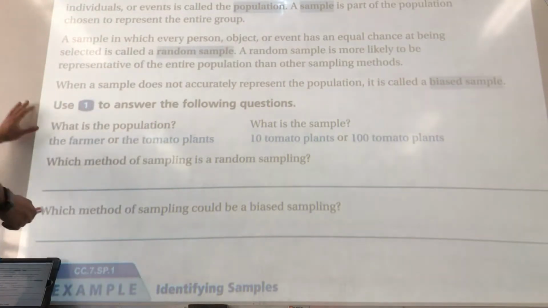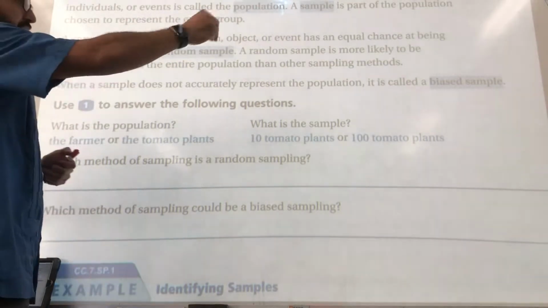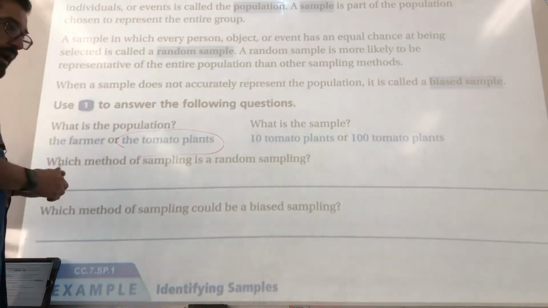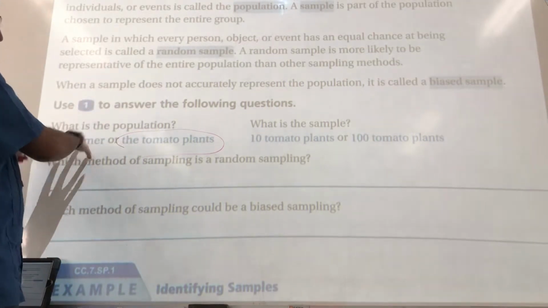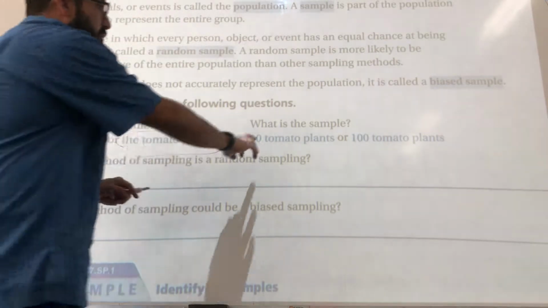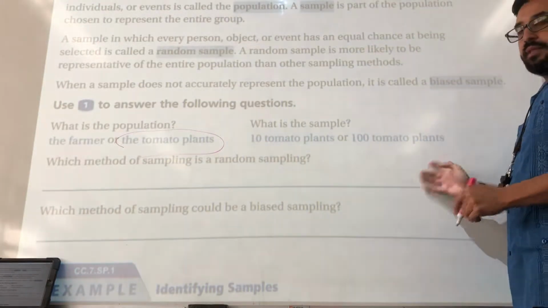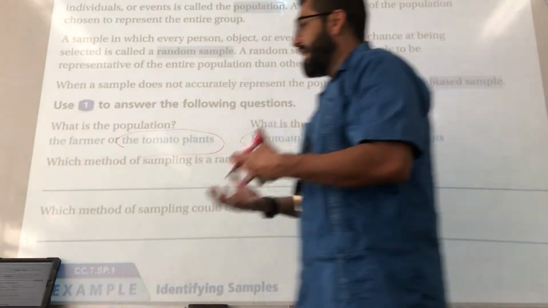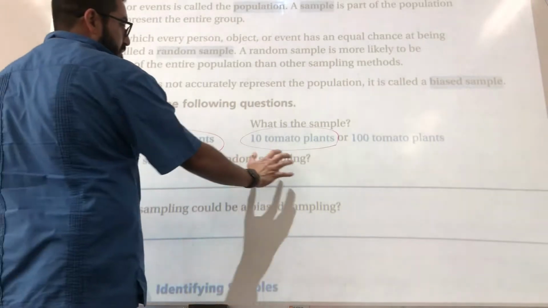What is the population, the farmer or the tomato plants? Well, we're counting the number of tomatoes on the plants, so it's the tomato plants. The farmer is not the population, unless we were taking farmers who grew tomato plants, that could be the population. But in this case, we were counting how many tomato plants there are. And what is the sample? Well, is there 10 tomato plants or 100 tomato plants? Well, we took our random sample of 10 tomato plants because we didn't want to count the entire population of tomatoes. Which method of sampling is a random sampling?